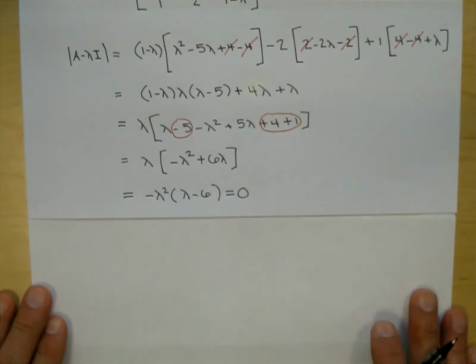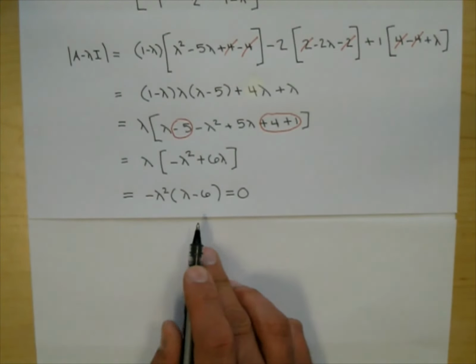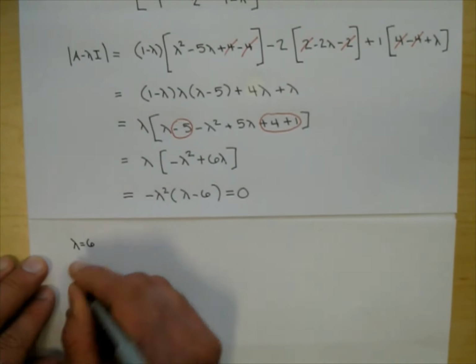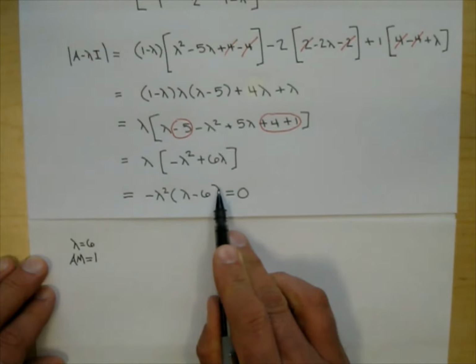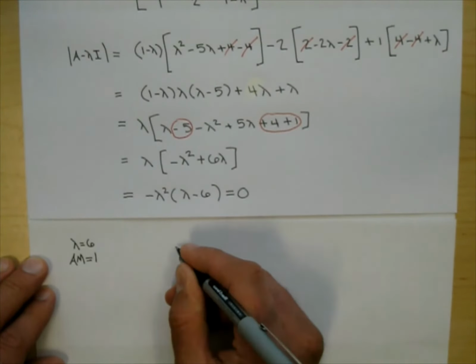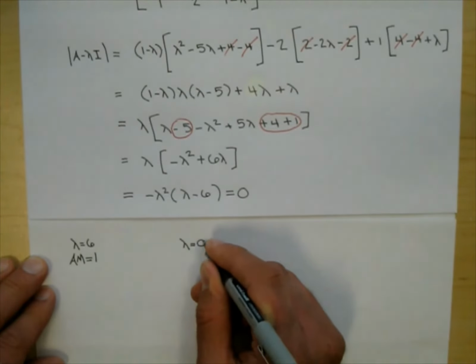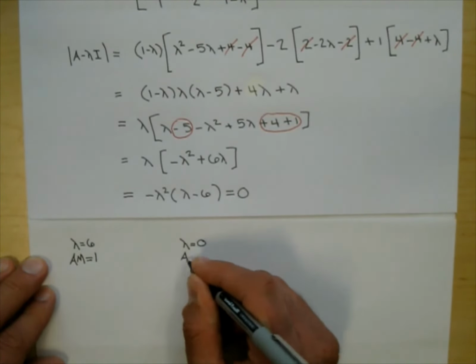So my eigenvalues are lambda equals 6, which has an algebraic multiplicity of 1, since there's a 1 up there. And then over here is lambda equals 0, which has an algebraic multiplicity of 2.